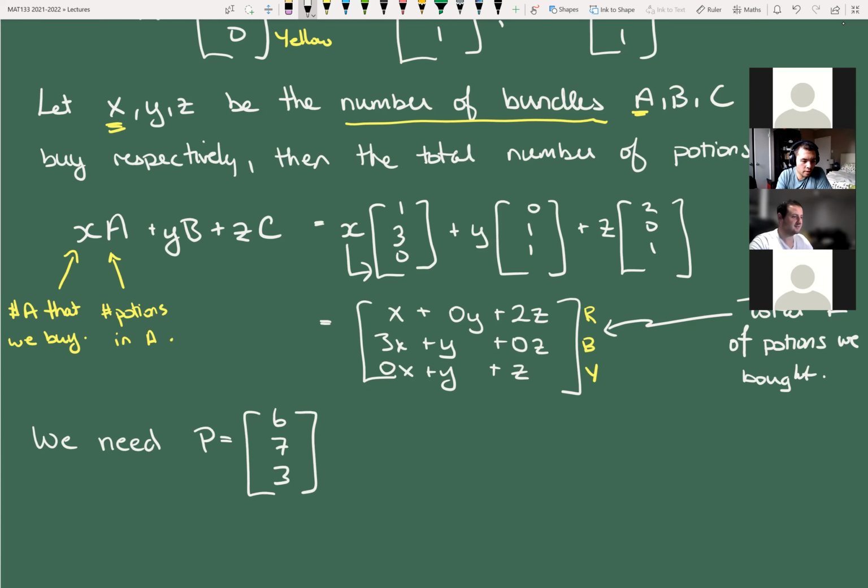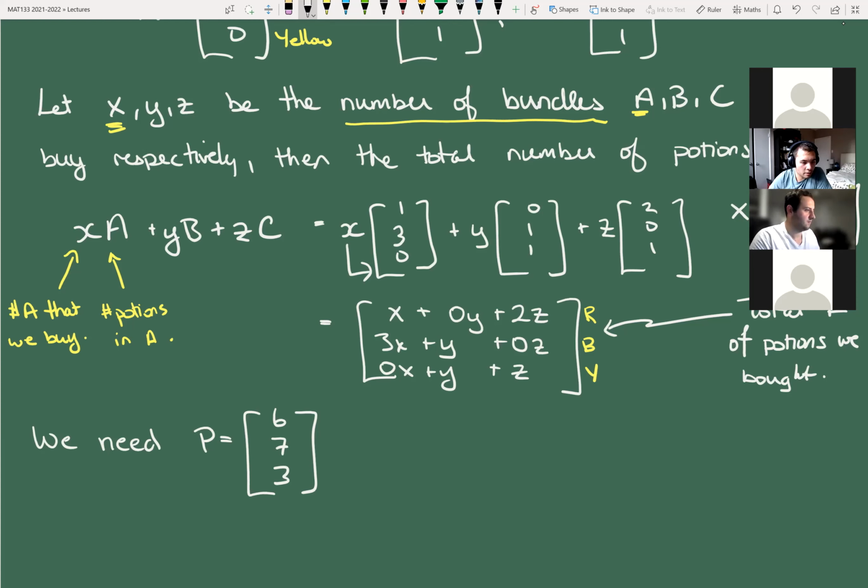Okay, so direct messenger who asked me to explain the 3x, does that make sense? Right, because x times (1, 3, 0) is equal to (x, 3x, 0x), right? That's what happens when you multiply a number into a matrix. You just multiply every number of the matrix by that number, right?